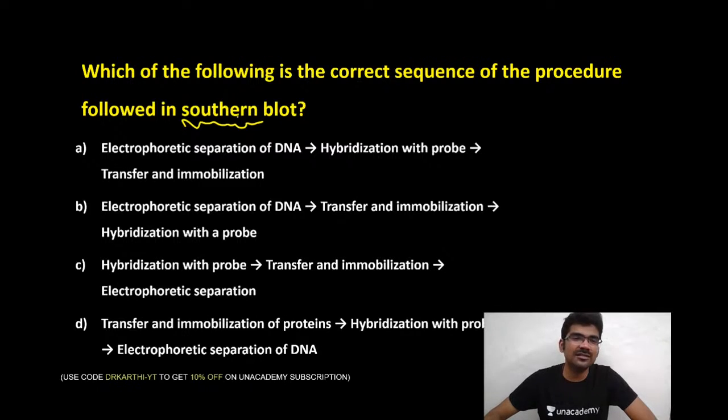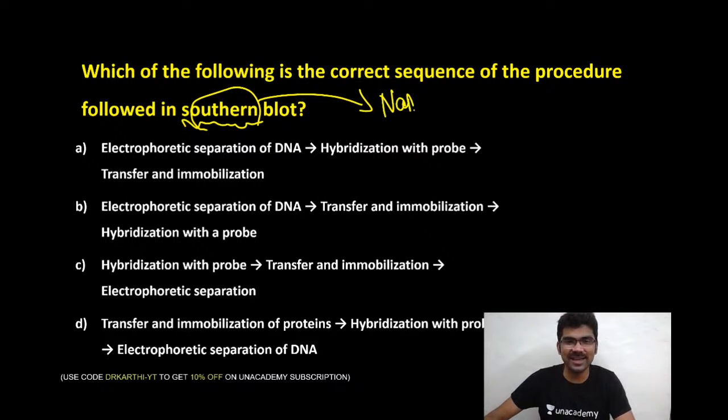Southern blot was actually discovered by a scientist named Southern. Okay, so Southern was the name of the scientist. After that, they just gave names like Northern blot, Western blot, Eastern blot, and so on. So you have Southwestern blot, like that.